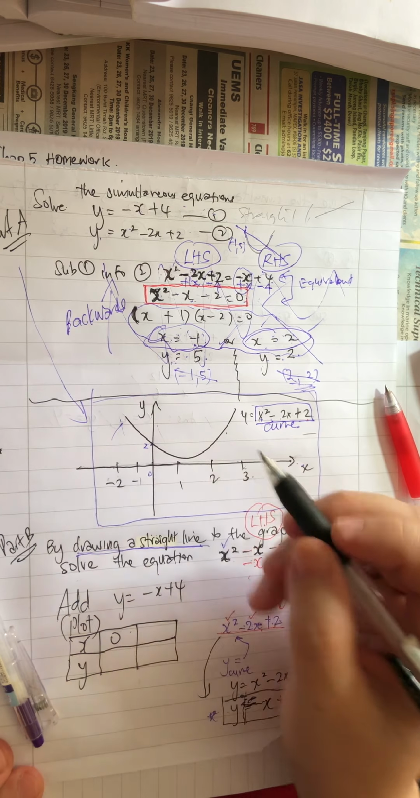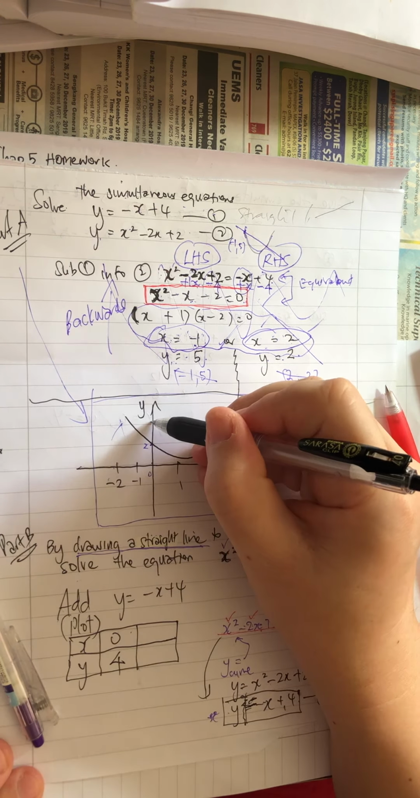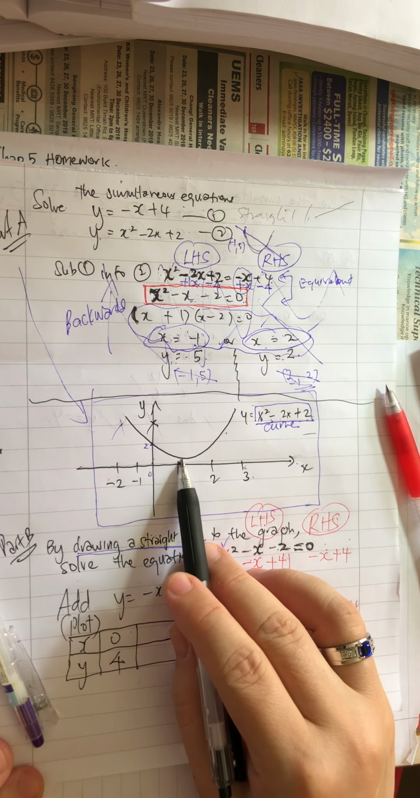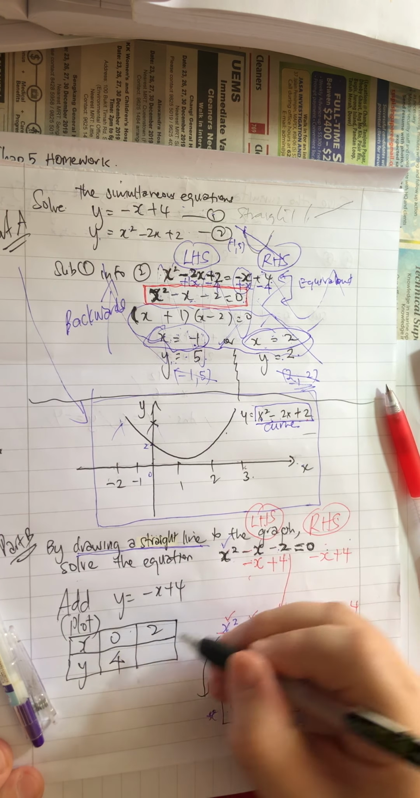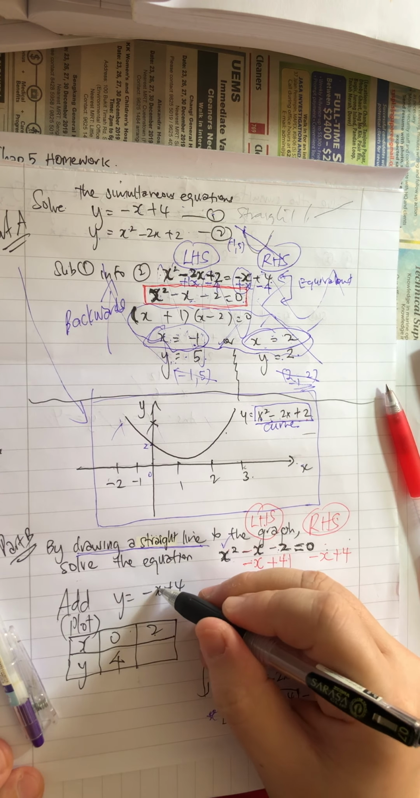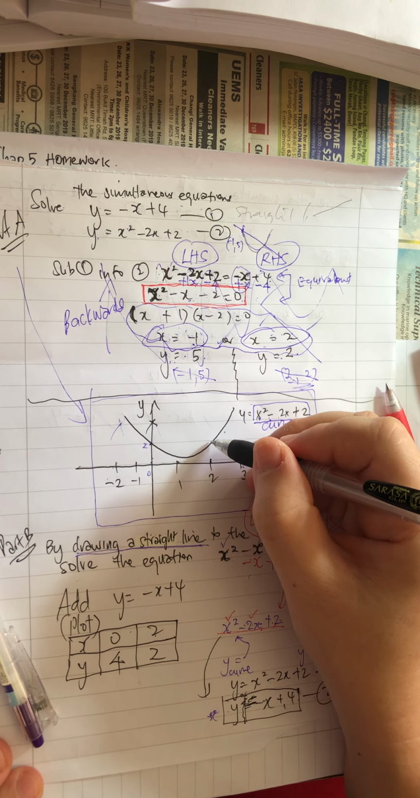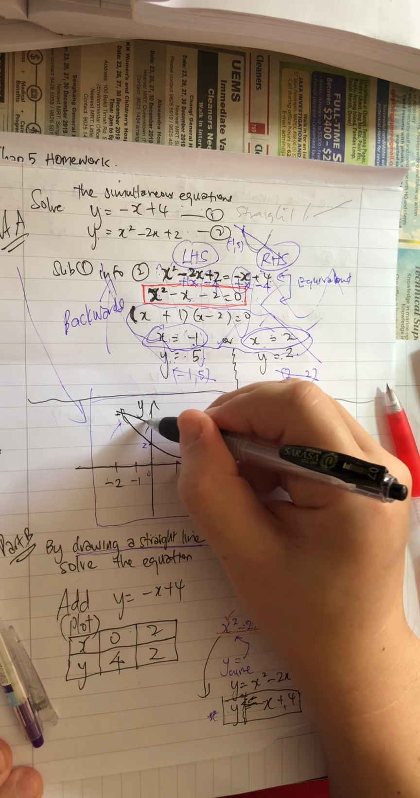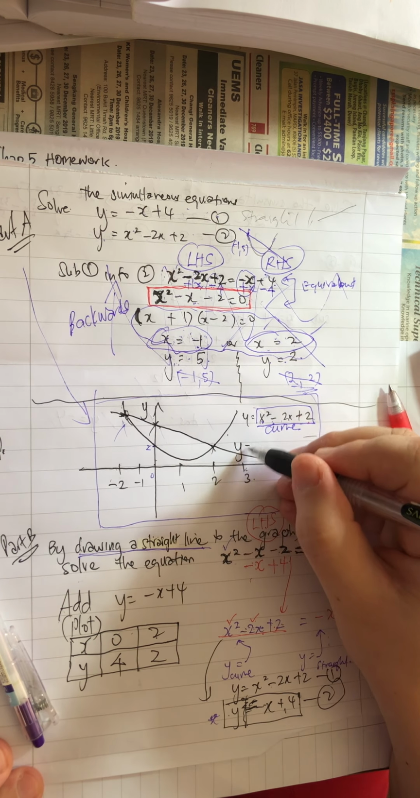I like to choose 0 because when x is 0, I can just get 4, so I can get a point very fast. Then I choose another value. I normally choose 2 units away on the right or on the left. I like to work with positive numbers, so I choose 2. Then I'll get 2, which gives me a point somewhere here. Just a rough sketch. Now you draw this line and label it.